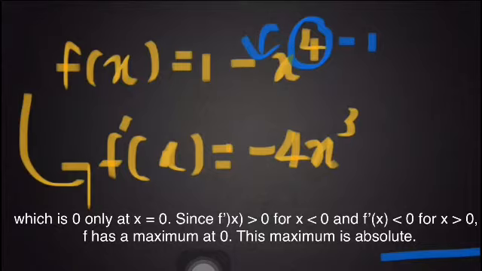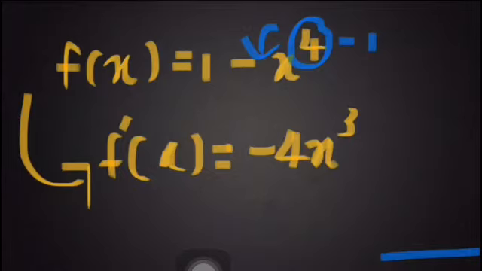It is 0 only at x equal to 0, since f prime(x) is greater than 0 for x less than 0 and f prime(x) is less than 0 for x greater than 0. f has a maximum at 0. This maximum is absolute.